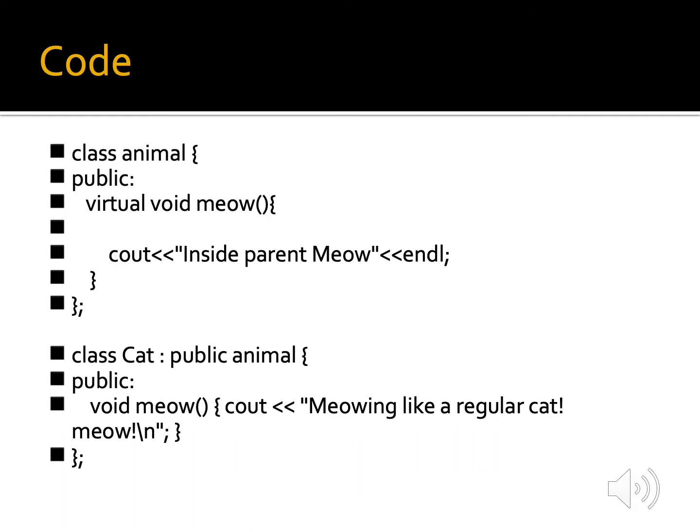This is a code example of polymorphism. This is in C or C++ code. You can easily understand this. The class animal has a virtual method with this name meow, and inside this there is a cout. The next class, which is the child class of animal, is cat class. Cat class is inheriting the functionality of animal class, and it's overriding the method from the parent class. And there is another cout.